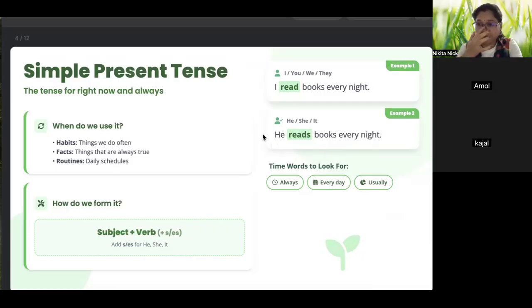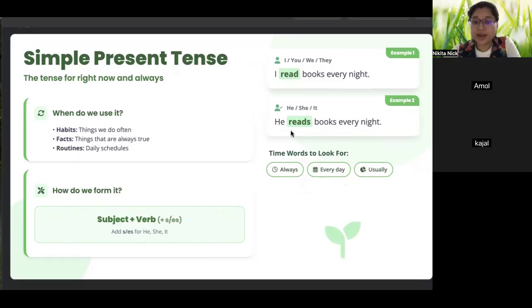Two people are there, Kajal, right? Two persons are there. So you have to use V1 form. Okay? And for he, she, it, or any name, I will use S or ES or IES.